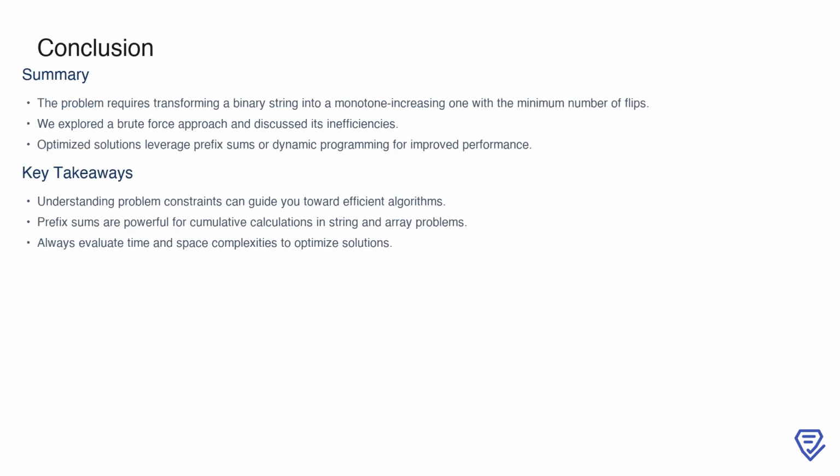Great job! In this walkthrough, we tackled the problem of flipping a binary string to make it monotone increasing. We reviewed an inefficient brute force approach and highlighted optimized strategies using prefix sums. Remember to practice similar problems to solidify your understanding.